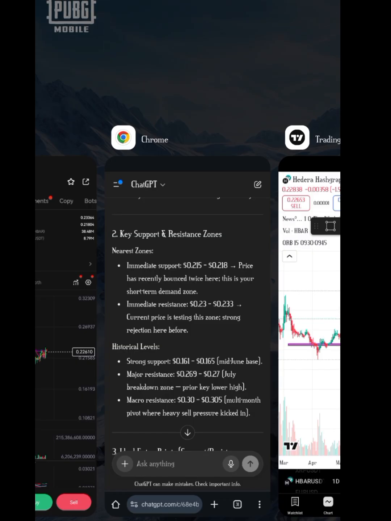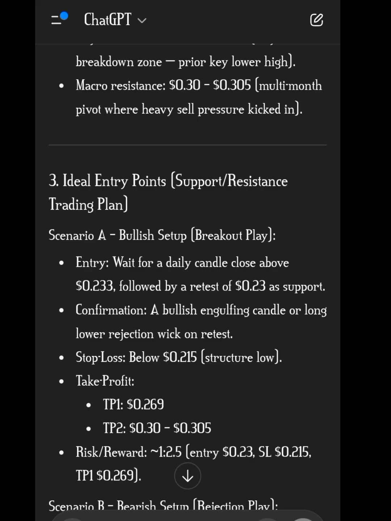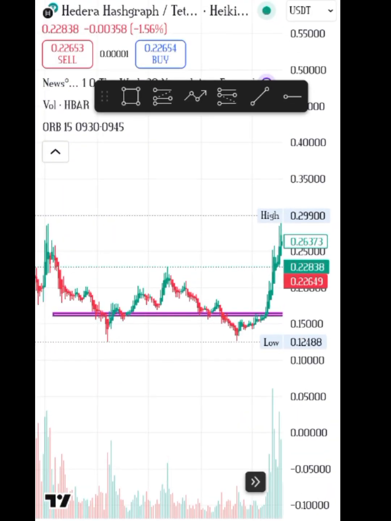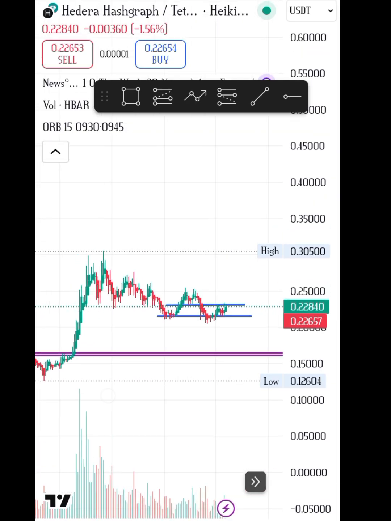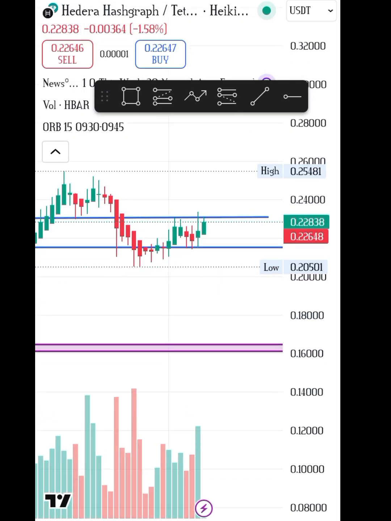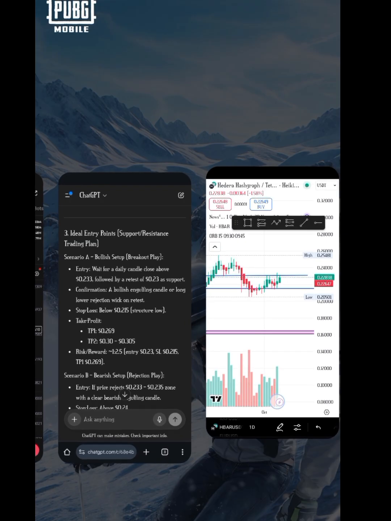So major resistance, we are not looking for the major resistance. Macro resistance, we are not looking for that. So ideal entry points, support resistance trading plan. Scenario A, bullish setup, breakout play. Entry: wait for a daily candle close above 0.23, followed by a retest of 0.23 as a support. So let me explain what this means. So we are going back here to this side. Wait for a daily candle close above 0.23.